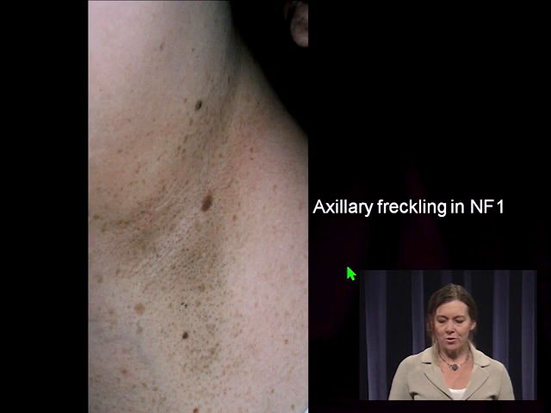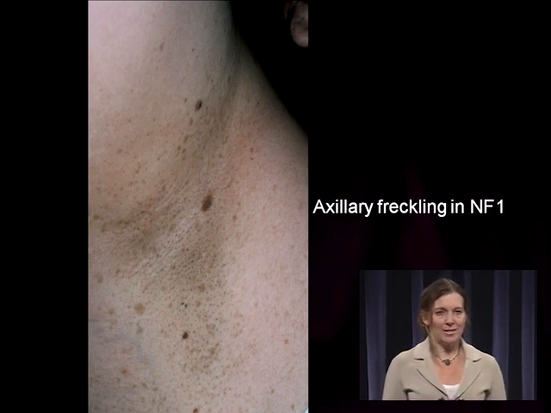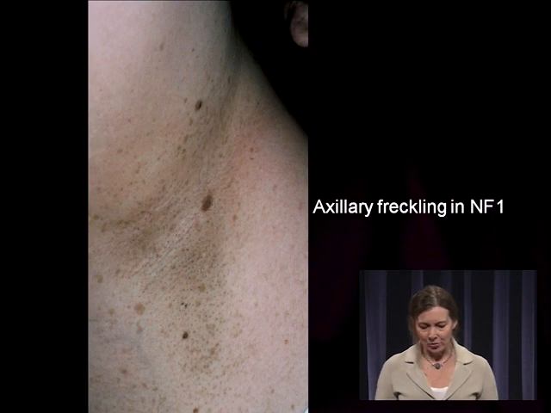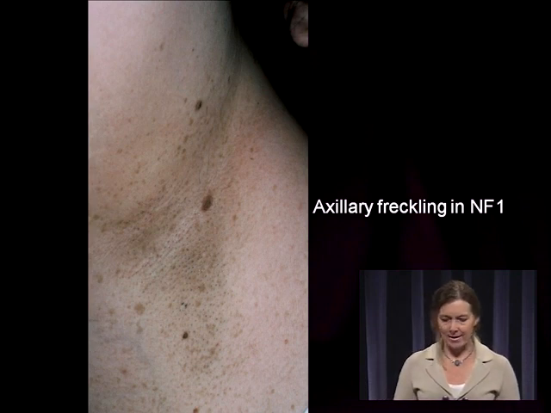Okay, in regards to the freckling, again, usually start appearing by about age 3 or so, usually symmetrical in the axilla and in the inguinal folds. I often see them in the neck as well.